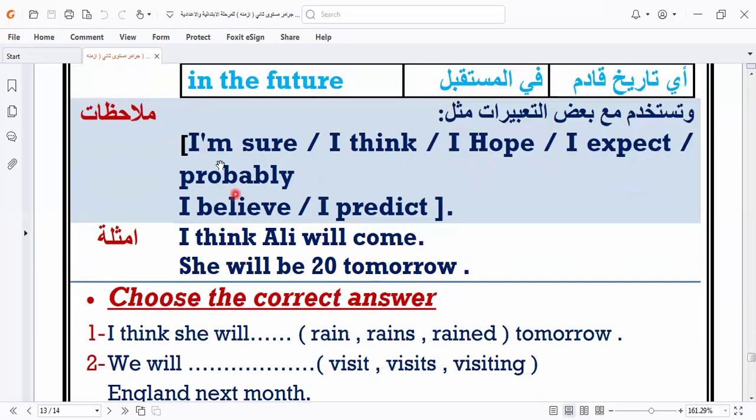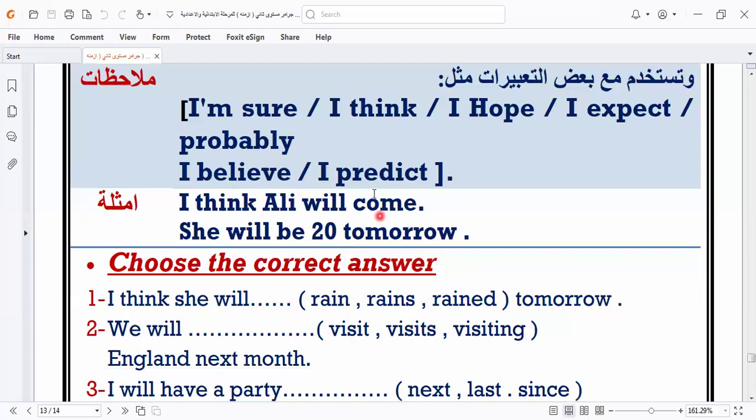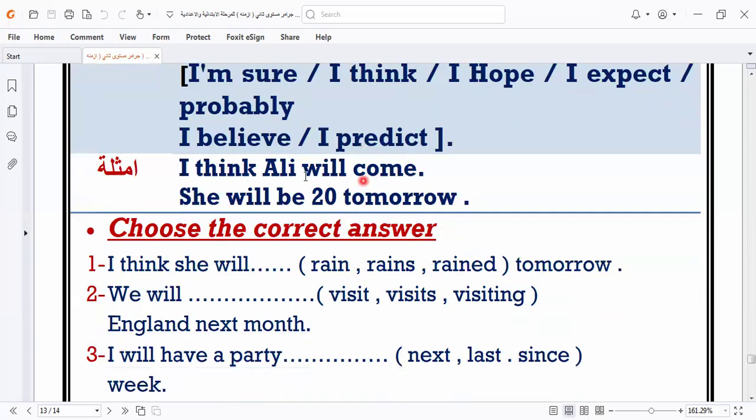Okay, I'm sure. There are some expressions used in this time: I'm sure, I think, I hope, I expect, probably, I believe, I predict. I predict means I predict something is happening in the future. I think Ali will come. She will be 20 tomorrow.